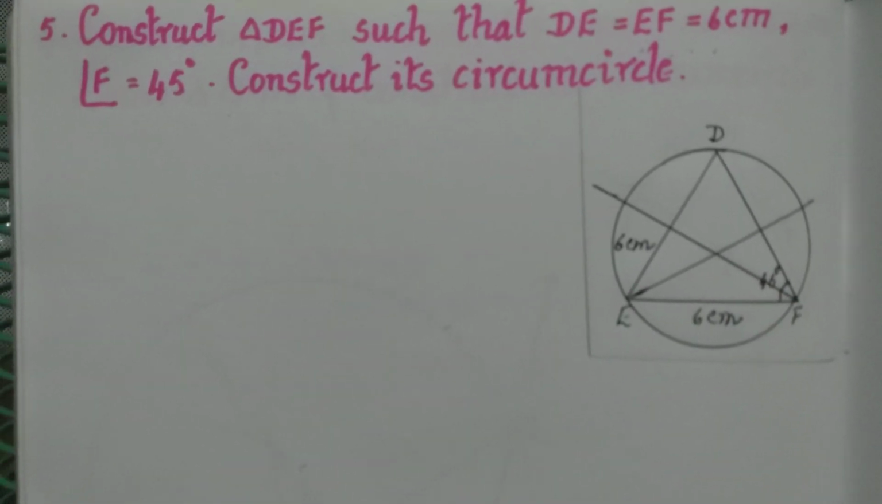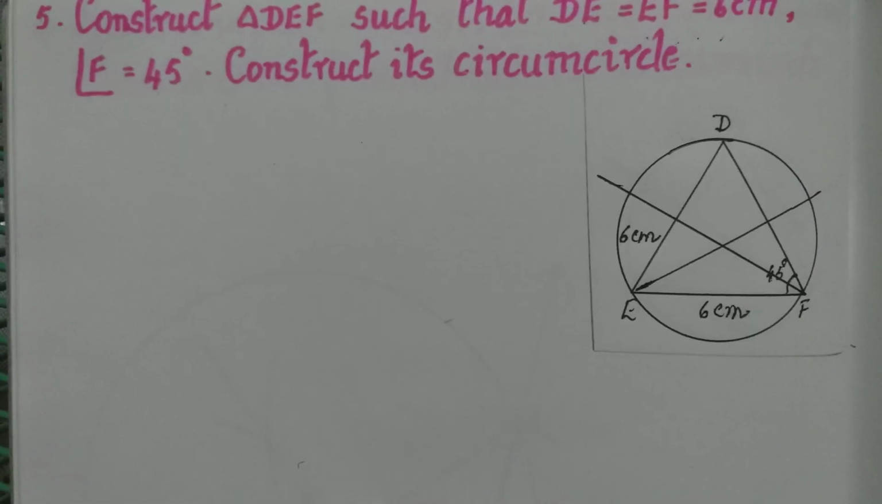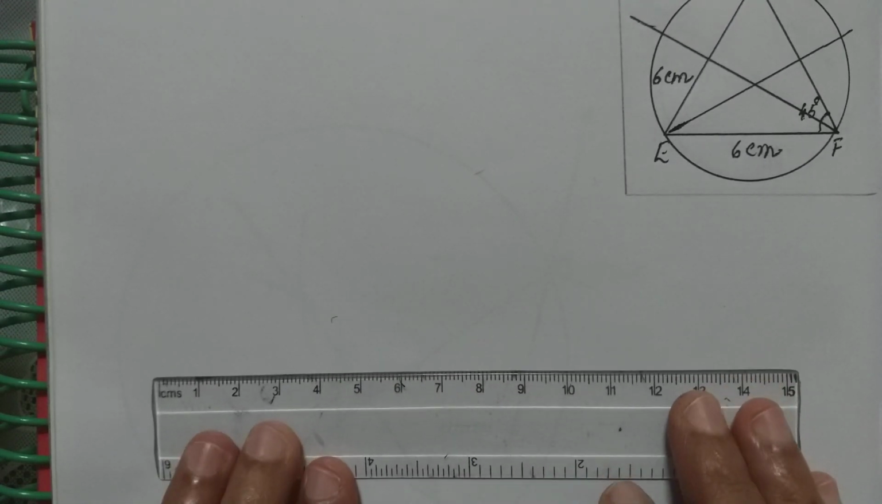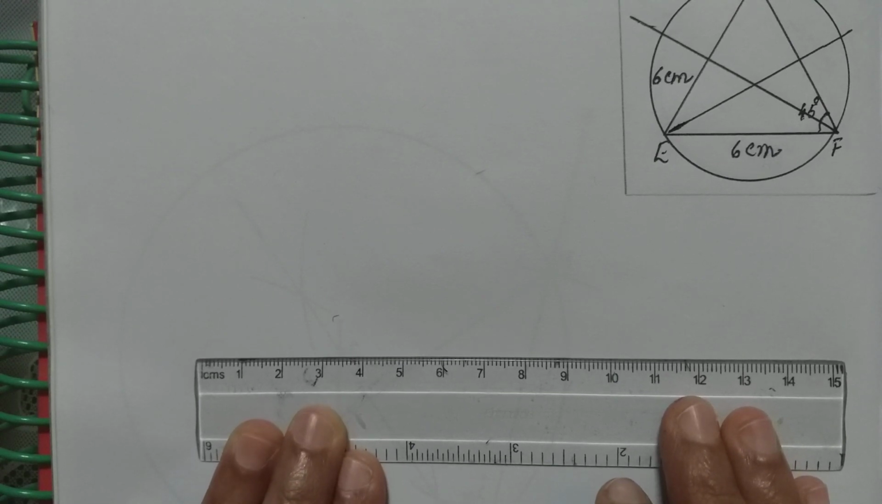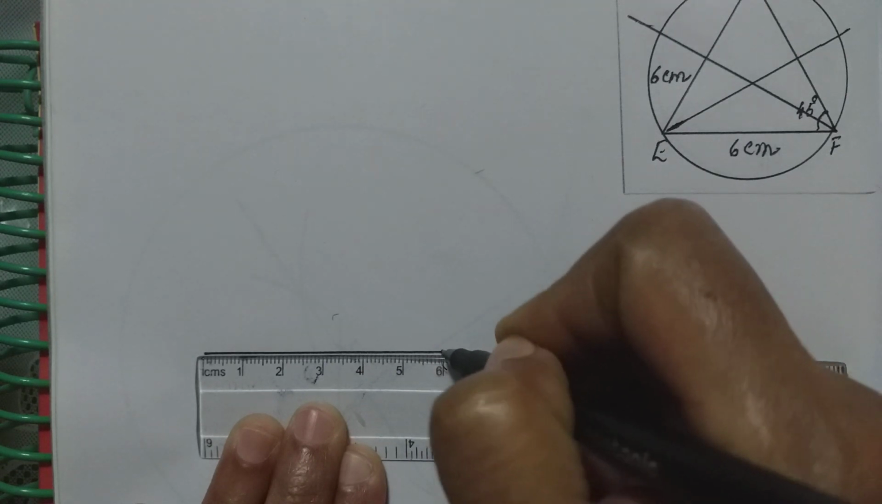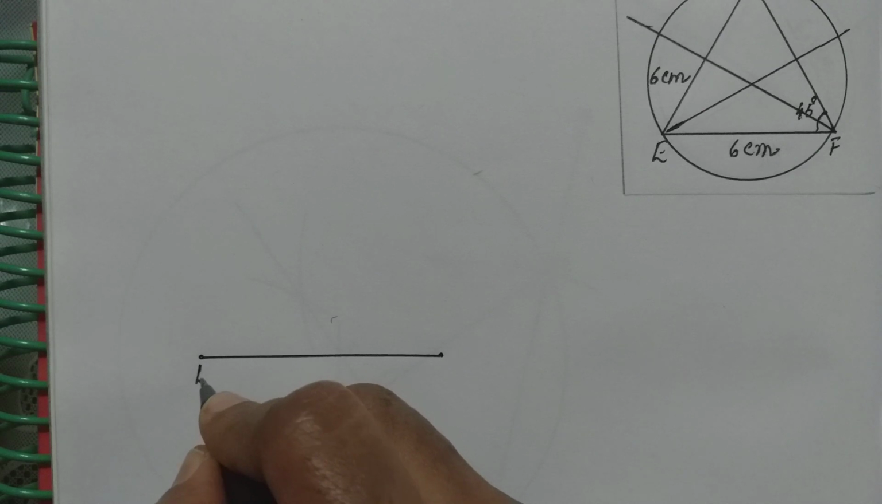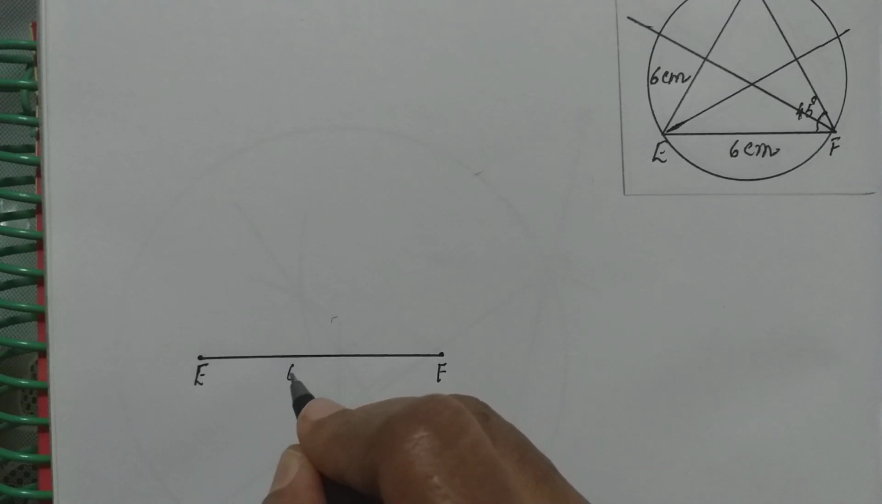Now coming to drawing the fair figure. We draw the fair figure. First we have to draw the base EF as 6 centimeter. So here drawing the base EF. It is of 6 centimeter.